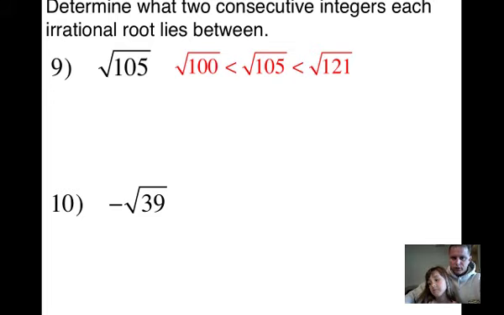Okay. So what's the square root of 100? What number times itself? 10. Good job. Now we haven't done the square root of 121. Do you remember? Do you remember what number times itself equals 121?